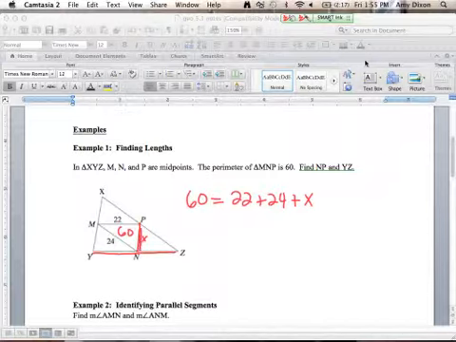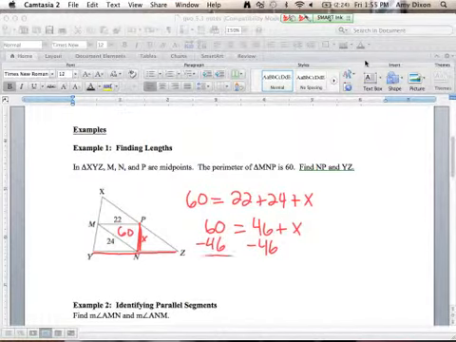So we take 22 plus 24, we get 46 plus X equals 60. Then to get X by itself, we subtract 46 from both sides. So we get 14 equals X. So we know that this X is 14 right here, so we'll go ahead and fill that in as 14. So we have now found PN, that's 14.